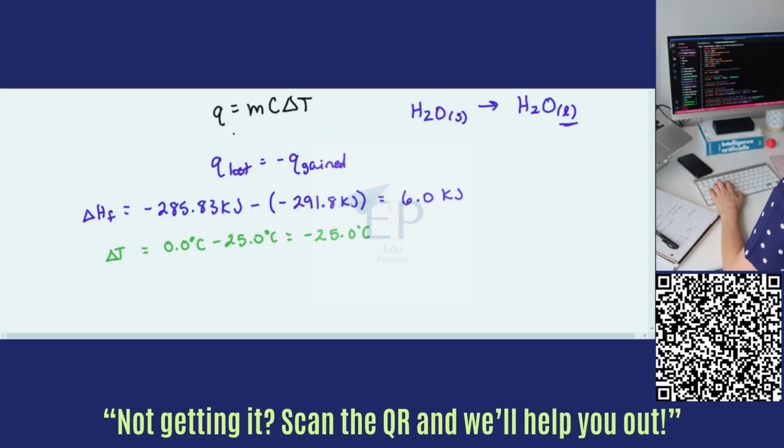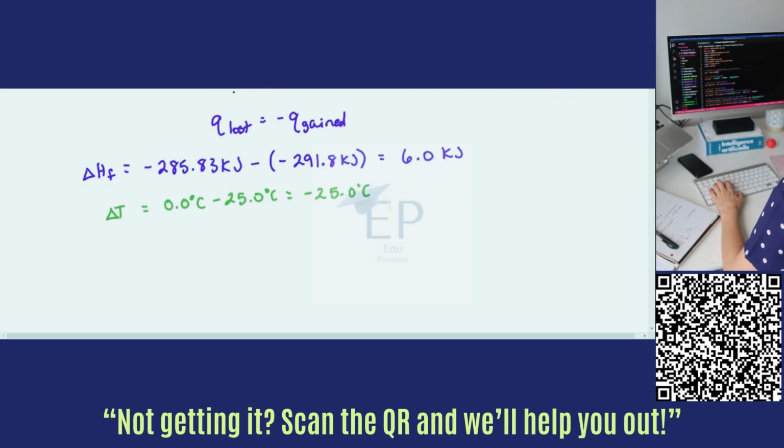Now, when you are doing this, we have Q lost equals negative Q gained, but the Q lost is not going to be calculated by doing MC delta T because this is a change of state. Whenever you change state, you have to take your number of moles times your delta H of, in this case, fusion. So we calculated what that value is. That's why they gave us the numbers to begin with.